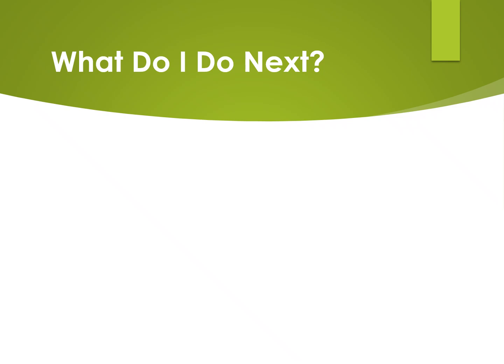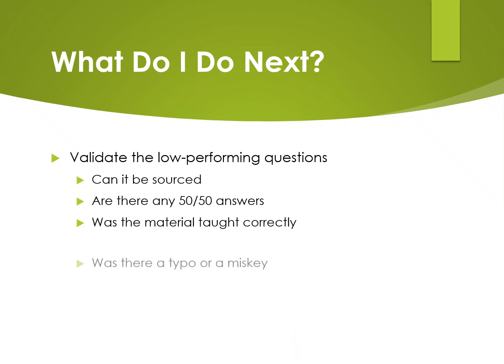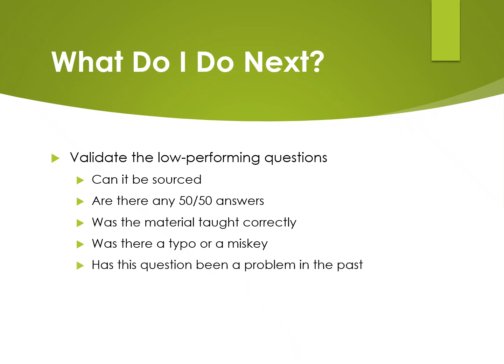Once you've done your analysis, here's what to do next. You've got to start reviewing those low-performing questions. So, are the answers plausible? Was the material taught clearly? Check for any kind of miskeys or typos. Even small errors can throw off results. Look at the answer choices. Are there any 50-50s? Do two options seem like they're equally correct?